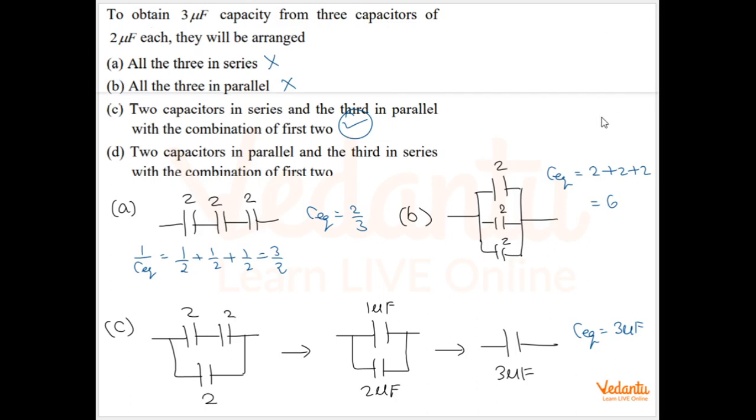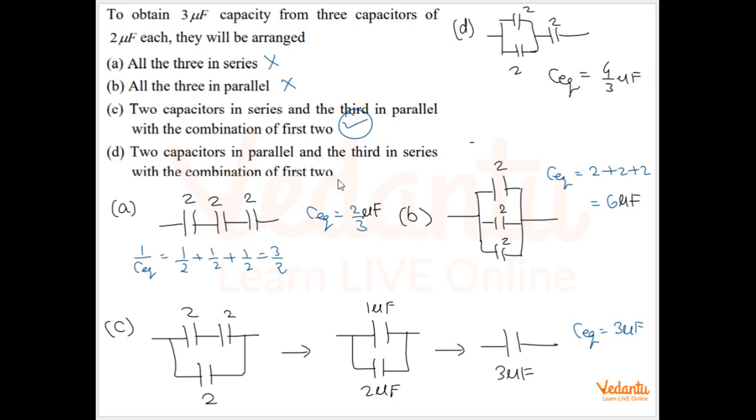But you can check for option D and you will realize, my dear bacha log, that even for option D, the equivalent capacitance will not be 3. Okay, I will not do the calculation beta, but you can do it on your own. And you will get here C equivalent as 4 by 3 microfarads. So you will realize that option D is also incorrect. Option C will be the correct answer.